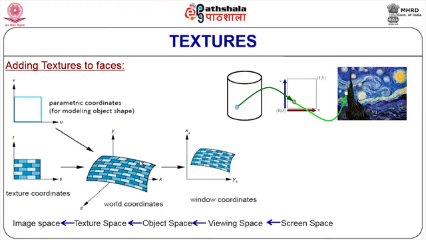Now as you can see here, this is the 3D object which is a cylindrical surface, and this is the bitmap image which we would like to use as texture. So we are trying to take this texture and wrap it around the cylindrical surface. Our aim is to find, for every position on the cylindrical surface, an equivalent pixel from the bitmap texture image.